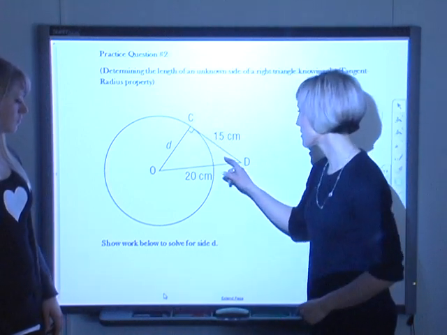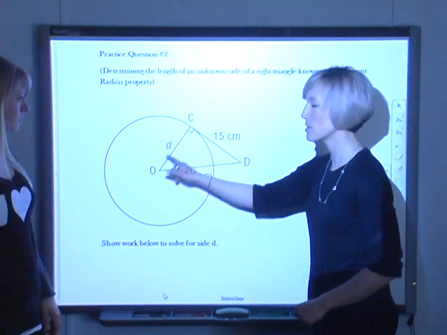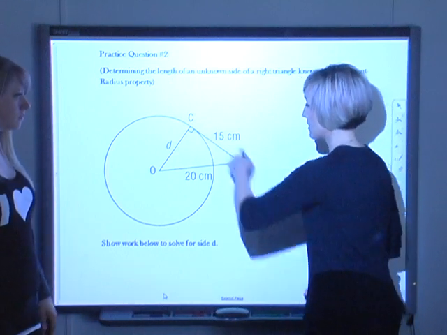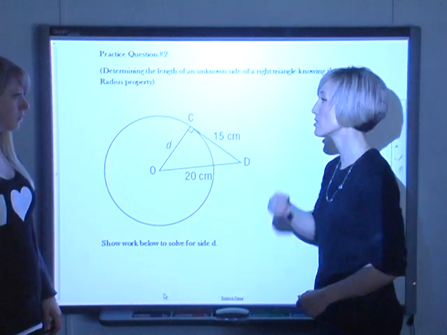They've also told us that from the center out, this is the radius, forming a 90-degree angle with line segment DC. Therefore, we can say that DC is tangent to the radius.